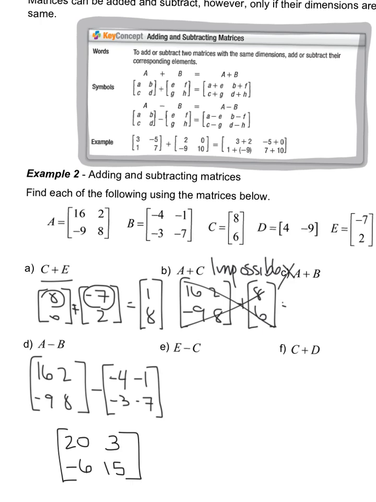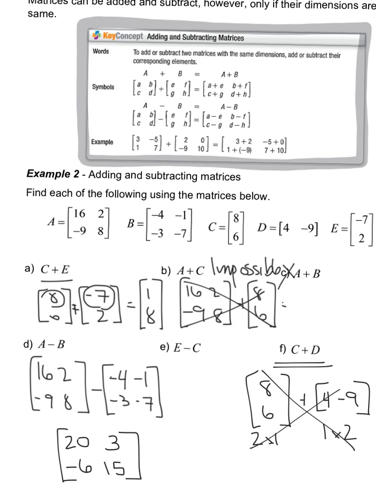All right. If we skip ahead, skip E for now, look at F, sorry. C plus D, we have 8, 6, and we're adding 4, negative 9. Again, looking at these matrices, they are not the same. We have a 2 by 1 and a 1 by 2 matrix. This is a 2 by 1. This is a 1 by 2. They are not the same dimensions. So again, if they aren't the same, this problem is impossible. If only your math teacher could spell. All right, moving on.